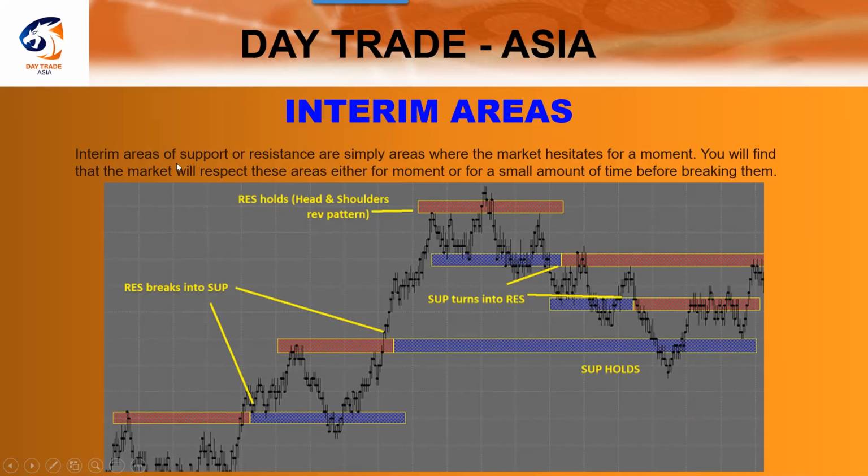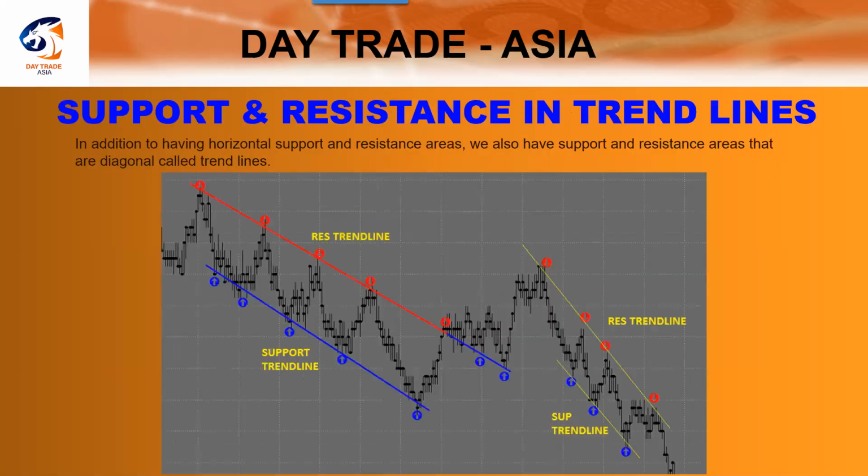So interim areas of support or resistance are simply areas where the market hesitates for a moment. And then you'll find that the market will respect these areas either for a moment or for a small amount of time before they break through them. And once they break through them, that's what we call an interim area.